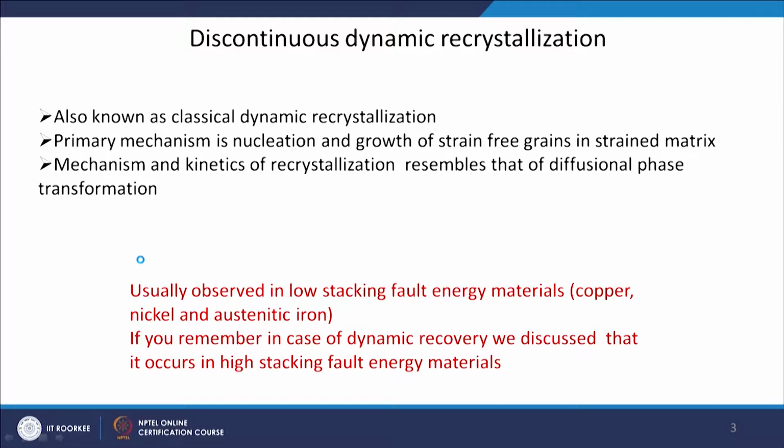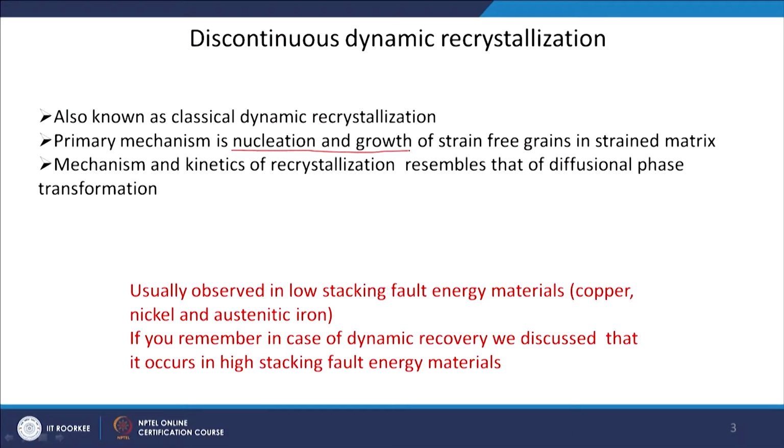If we look at the discontinuous dynamic recrystallization, sometimes you will come to know it as a classical model or classical dynamic recrystallization. The main important characteristic of this kind of recrystallization is that it is through nucleation and growth. Recrystallization means a new strain free grain will grow in a deformed matrix.